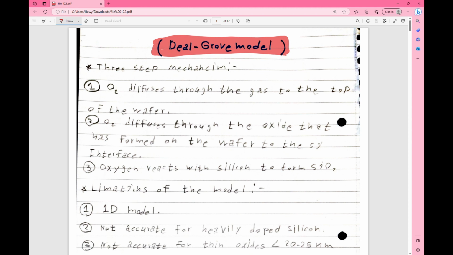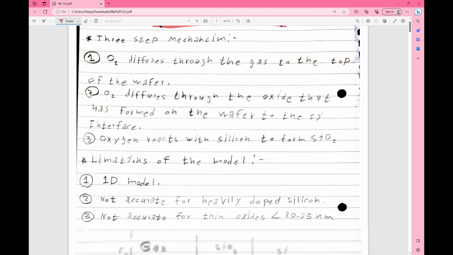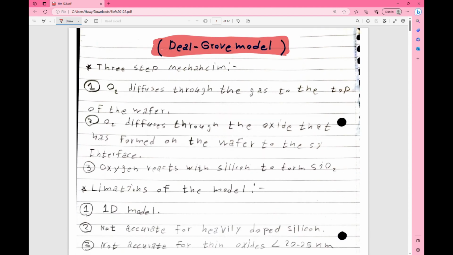Hello everybody and welcome. Here we're going to prove the Deal-Grove model for the two solutions, the linear solution and the root solution, the non-linear solution and the linear solution. You should know that we have a three-step mechanism.